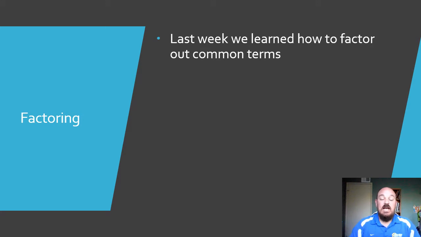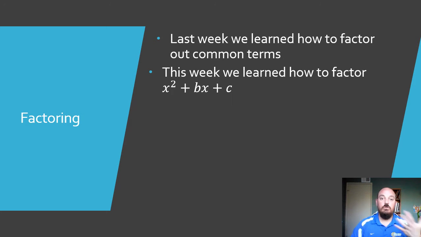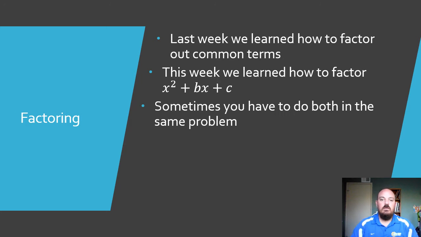So, last week, we learned how to do something called factoring out common terms. Earlier this week, in part 1, we learned how to factor a quadratic, x squared plus bx plus c. Basically, what you're going to see in today's worksheet is questions where you have to do both. You have to factor out the common term first, then do the other type of factoring. So the good news is we're not learning anything new today. This is one of those days where we take two things you've learned before and put them together into the same problem.